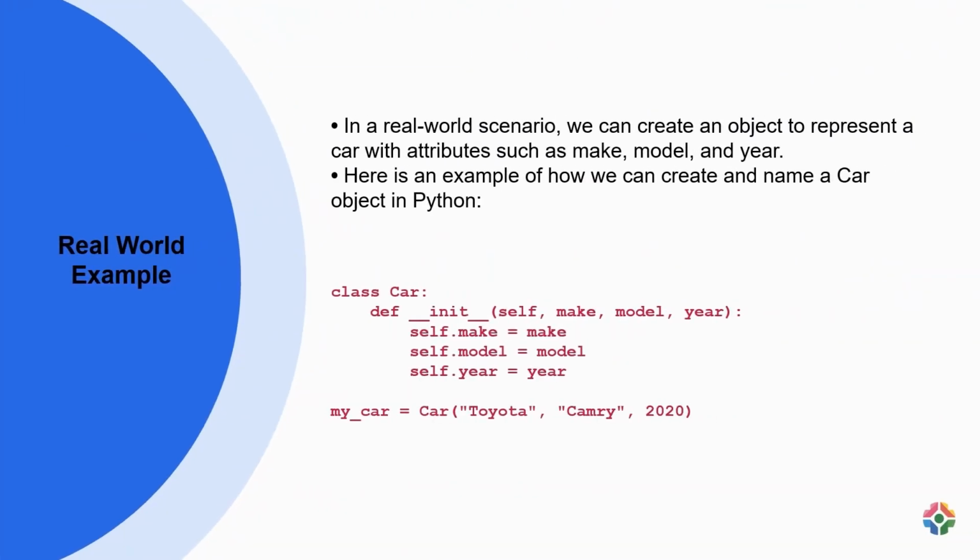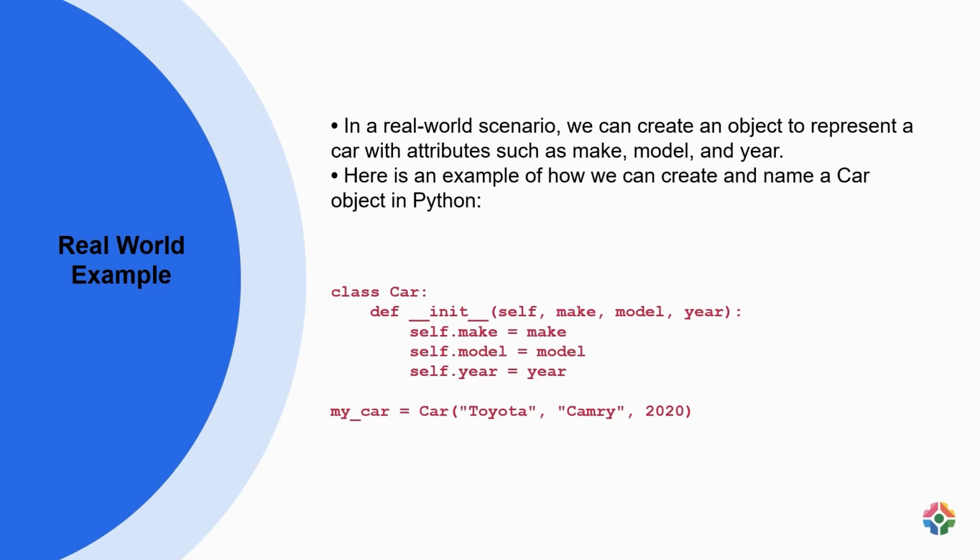In real-world applications, objects are used to represent entities with attributes. For instance, a car object can have attributes like make, model, and year. In Python, you can create a Car class with those attributes using the provided code snippet. The Car class has an __init__ method that initializes the attributes make, model, and year.